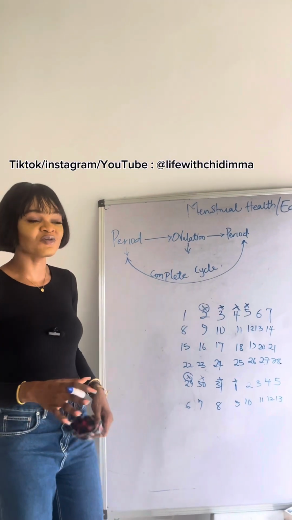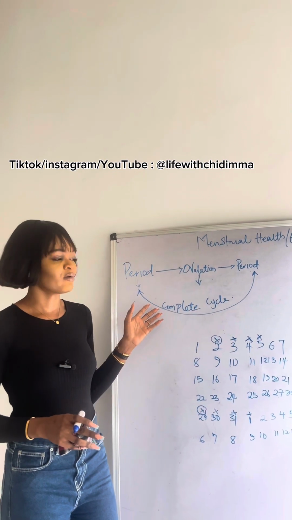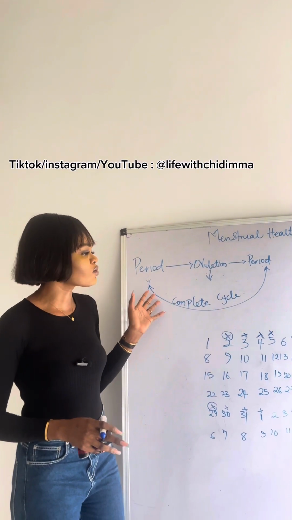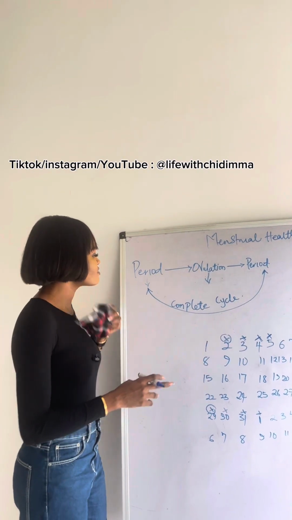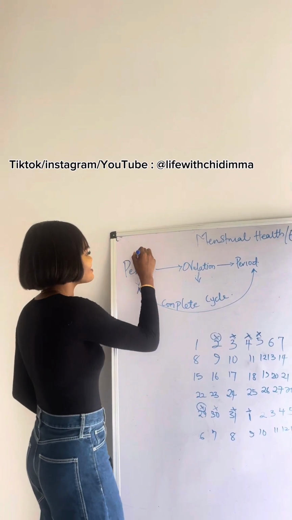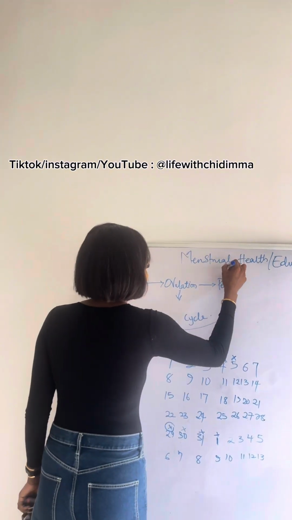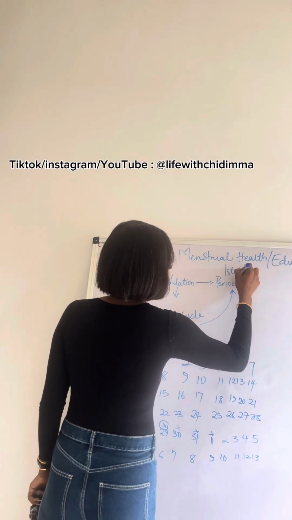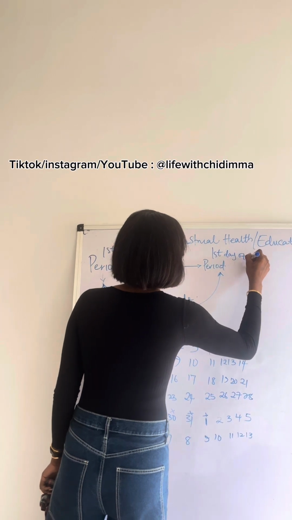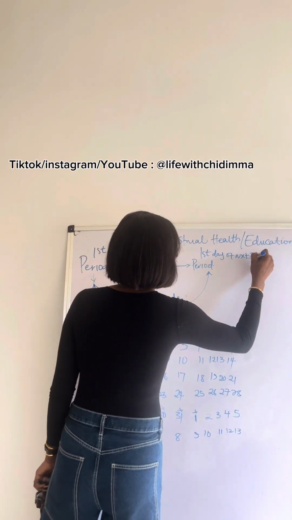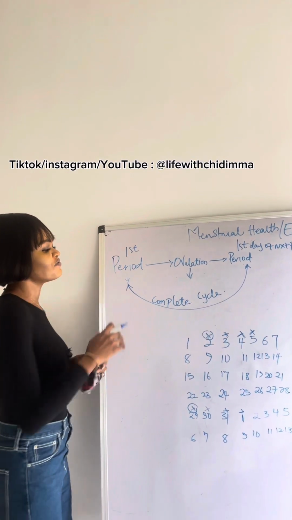So that cycle I taught you in the previous video. If you've not watched the previous video, please go and watch the previous video on how to calculate your menstrual cycle, because without your cycle we can't get to the ovulation, right? So this means that from this period, this is the first day of your period where you start counting your cycle, and the first day of your next period, right? Yes. So you start counting from here to here.